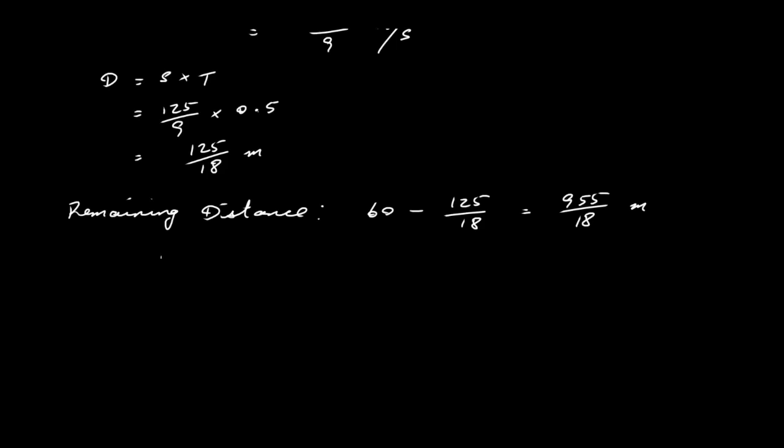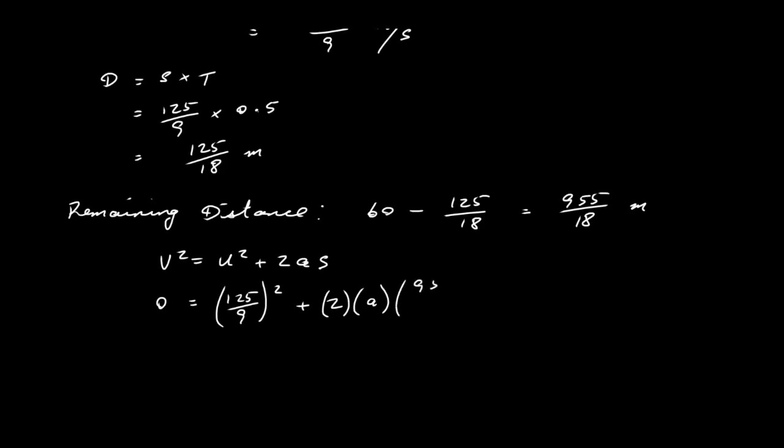So now what we've got to do is work out the deceleration. So we're going to use v squared is equal to u squared plus 2as. The final velocity is 0 because it comes to a halt. The initial velocity is 125 over 9 meters per second, which we've got to square. And then we've got twice, multiplied by a, and then the distance is 955 over 18 meters.